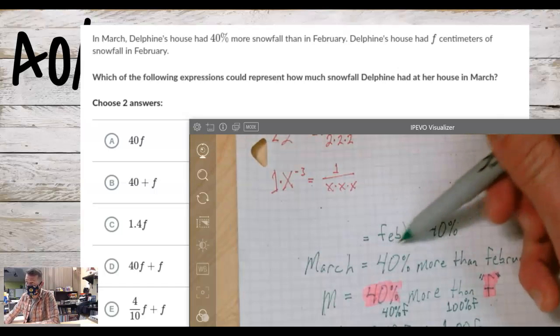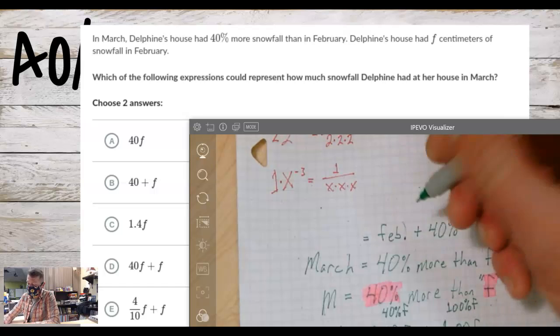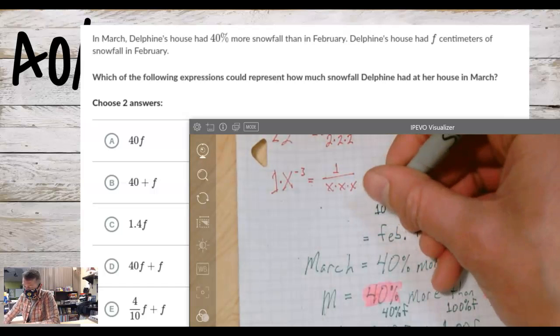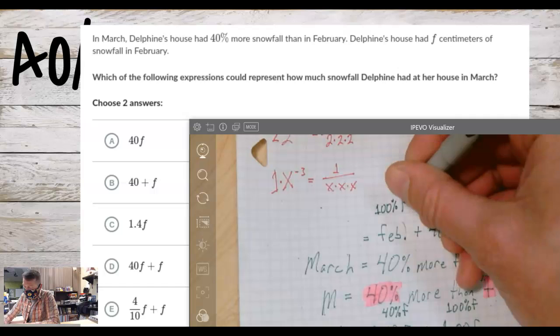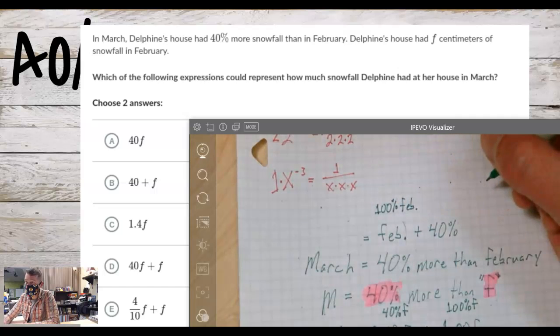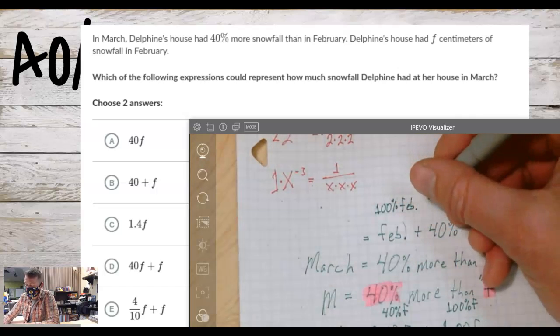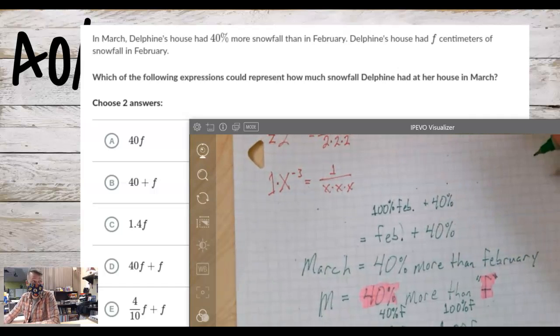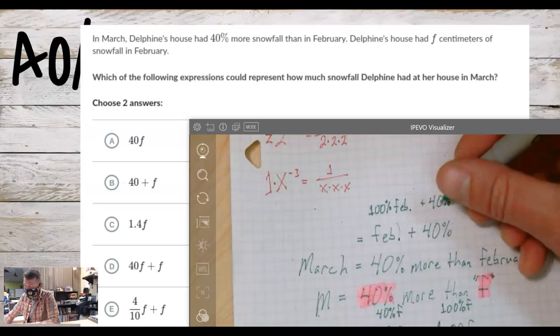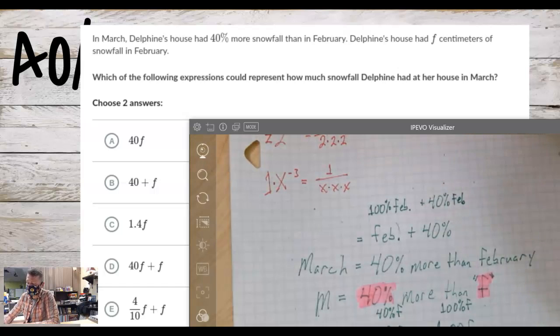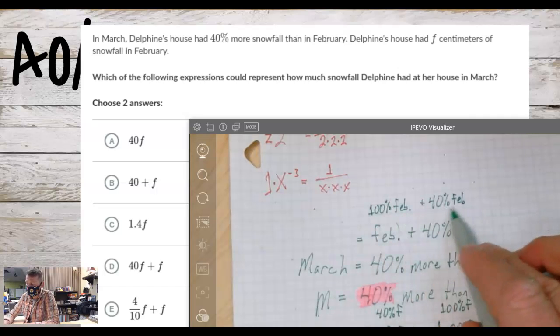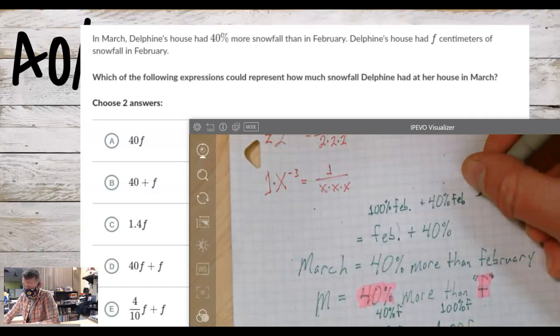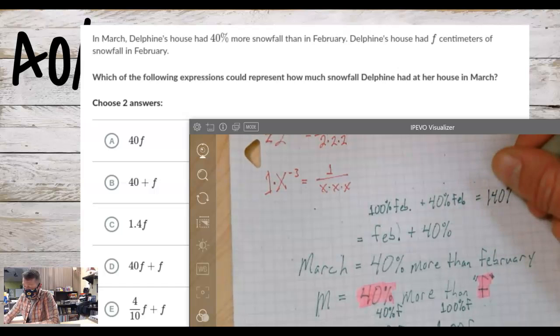February, if we have all of February, that's 100% of February. And if we have 100% of February plus 40% more, because they tell us it increases by 40%, 40% of what? Again, we have to say, oh, it's of February. So if we have 100% February plus 40% February, we end up with 140% February.